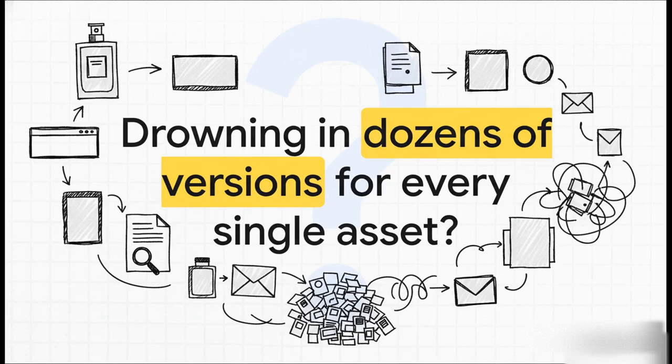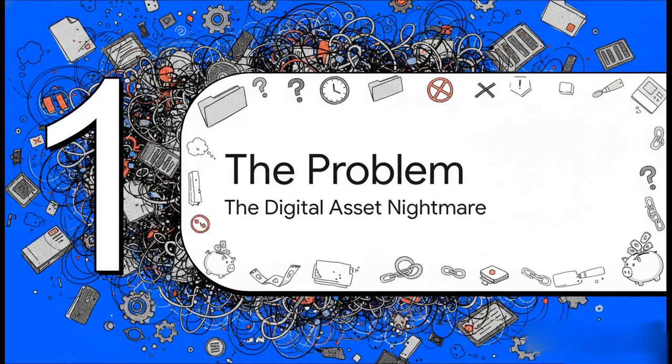Okay, let me ask you something. Does this sound familiar? You've got that one perfect product shot, but then you need a version for the website banner, a square one for social media, a thumbnail, a high-res one for print, a low-res version for an email, and boom, just like that, your one perfect asset has exploded into 20, 30, maybe even 40 different files. It's a digital mess, right? And that's exactly what we're talking about today, the digital asset nightmare.